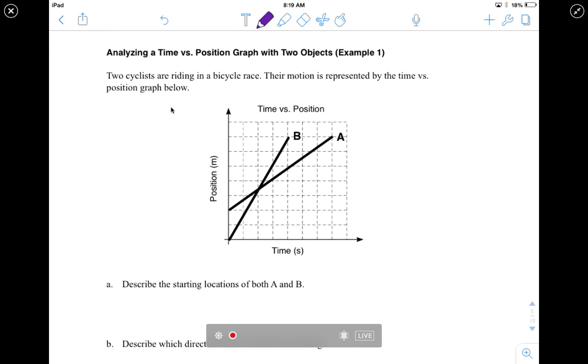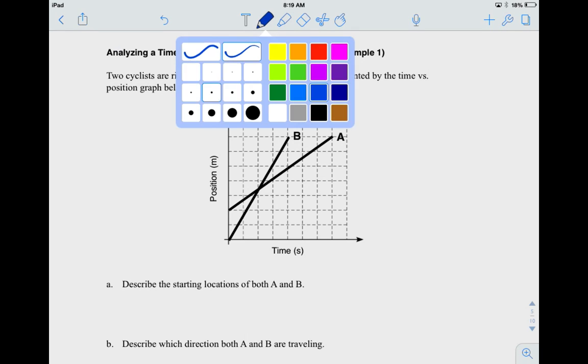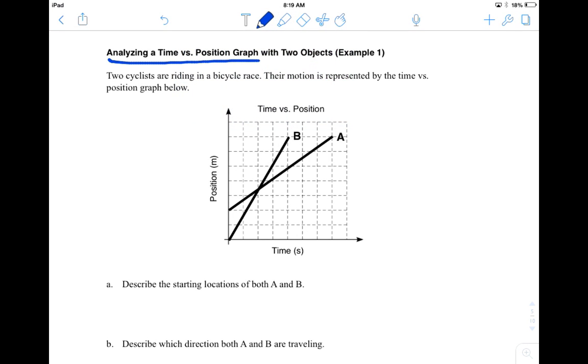Okay, guys. Now we are analyzing a time versus position graph with two objects. So now there's two objects on the graph. All right. So this says two cyclists are riding in a bicycle race. Their motion is represented by the time versus position graph below. All right. So this graph shows you my bicycle race.